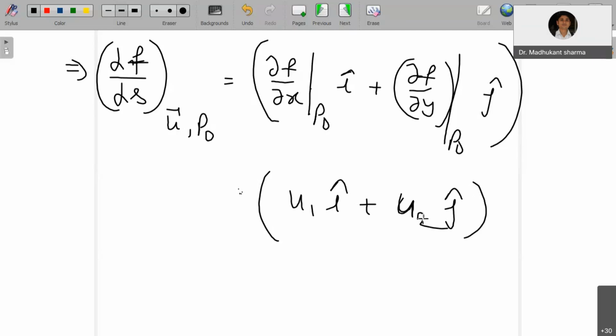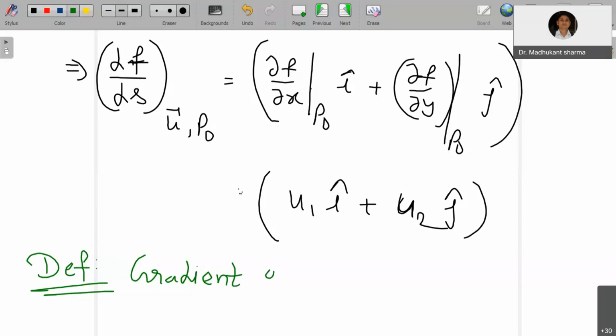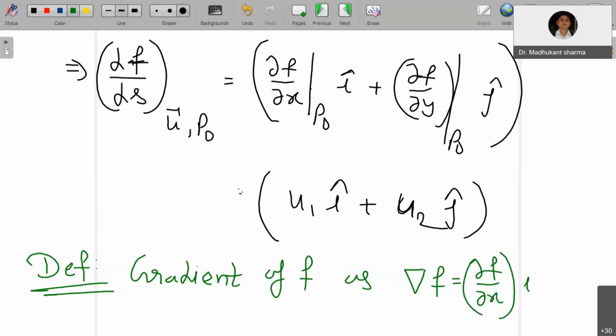Now, what we recall, define the gradient of f as: grad f is equal to dou f by dou x i plus dou f by dou y j.